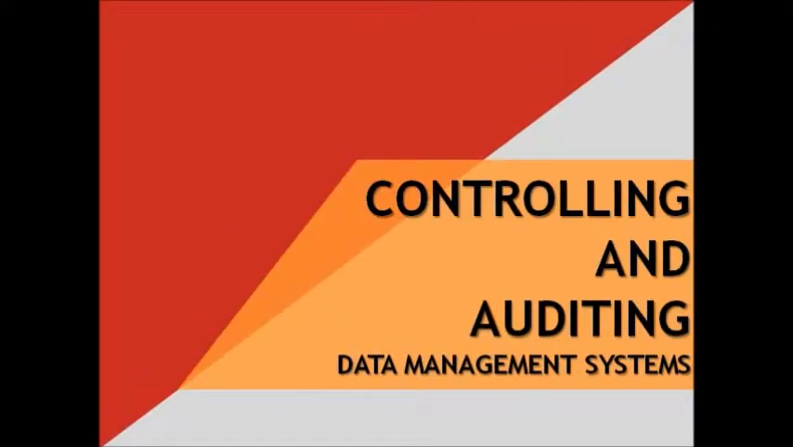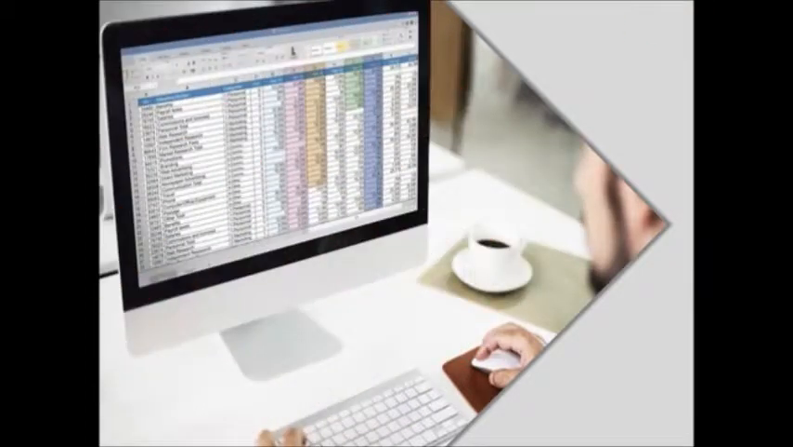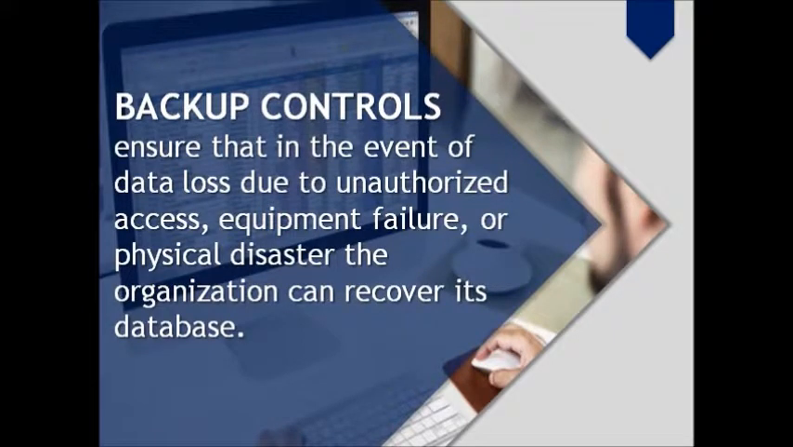Controlling and auditing data management systems. Controls over data management systems fall into two general categories: access controls and backup controls. Access controls are designed to prevent unauthorized individuals from viewing, retrieving, corrupting, or destroying the entity's data. While backup controls ensure that in the event of data loss due to unauthorized access, equipment failure, or physical disaster, the organization can recover its database.